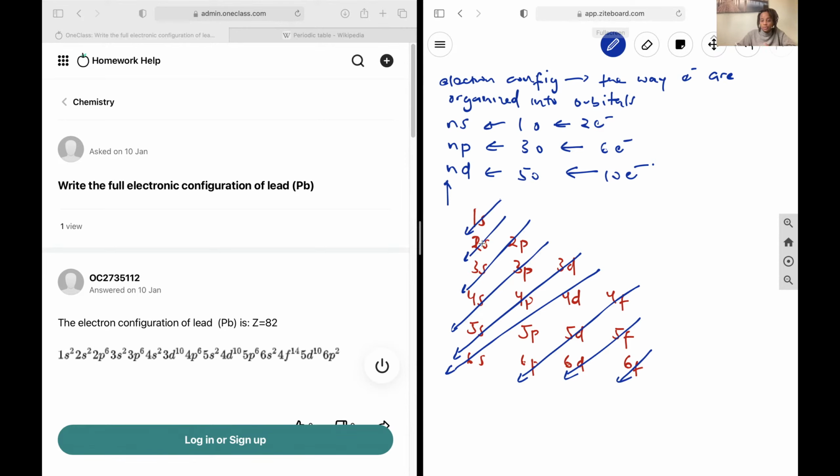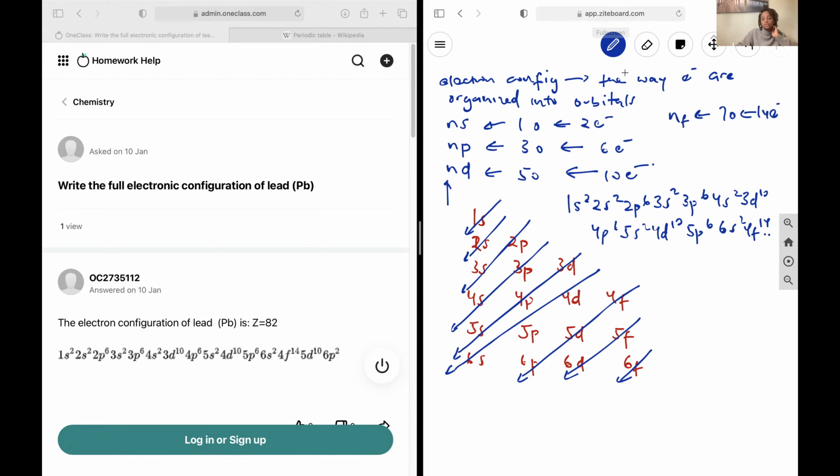And so you'd fill 1s2, 2s2, 2p6. Let me just write that out. 3p6, 4s2, 3d10, 4p6, 5s2, 4d10, 5p6, 6s2, 4f14, so on and so forth. My apologies for not mentioning the f orbitals that are 7 orbitals and can hold 14 electrons, therefore.